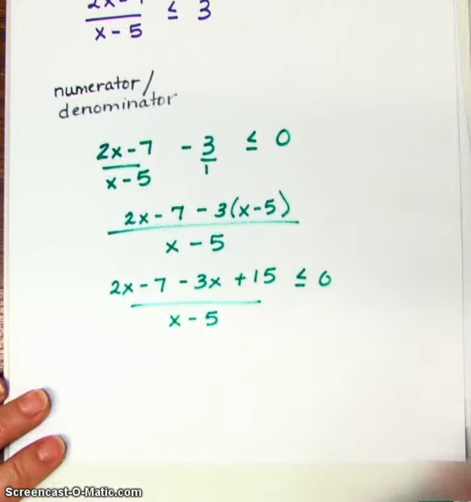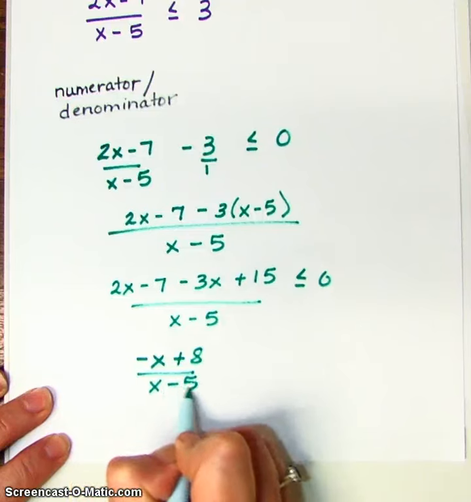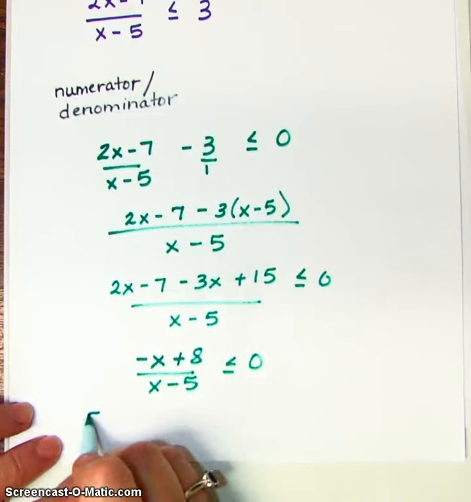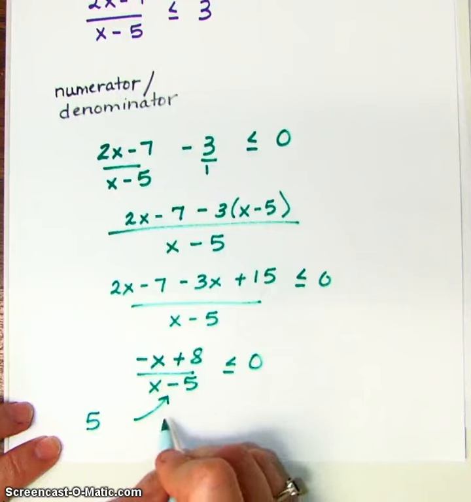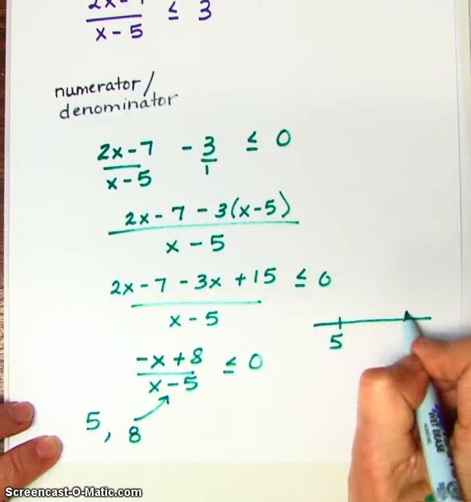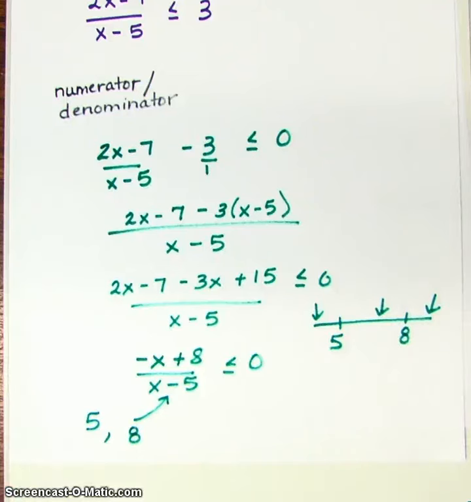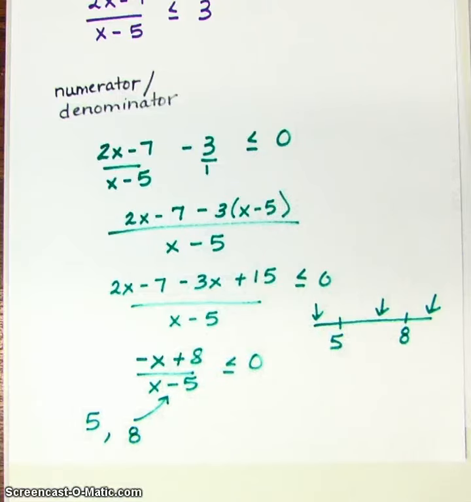Simplify the top, you're going to have negative x plus 8 over x minus 5, less than or equal to 0. Now our 2 critical numbers are 5, that's what you get from the bottom, and 8. So imagine you're going to test. Here's 5, here's 8. You're going to test here, here, and here. You want to look for examples where the value is less than or equal to 0. And once you find those values, you are going to write them in interval notation.